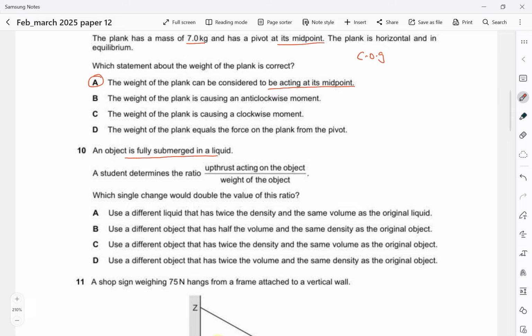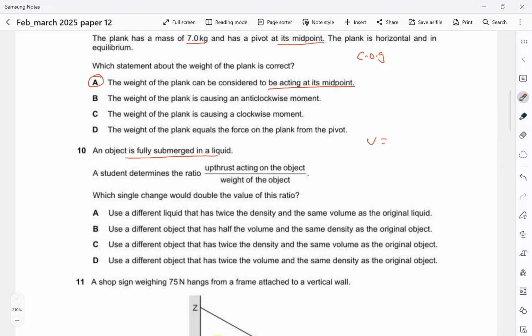Okay, if an object is fully submerged in a liquid, the forces acting are its weight. If the object is not moving, there is no drag, there is no viscous drag. But the second force acting is the upthrust. And if the object is fully submerged, the upthrust must be constant because the upthrust depends on the depth of the object that has been submerged. If the whole object is now fully submerged, then the height of the object is constant.